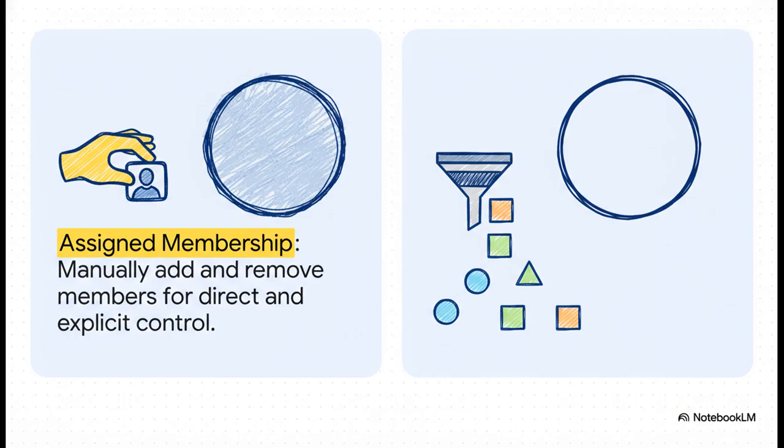Assigned membership is the manual way. You physically add and remove people. It's fine for small teams, but dynamic membership, that's the real game changer. It automatically adds or removes people based on rules you set, like if they're in the sales department. It saves so much time.